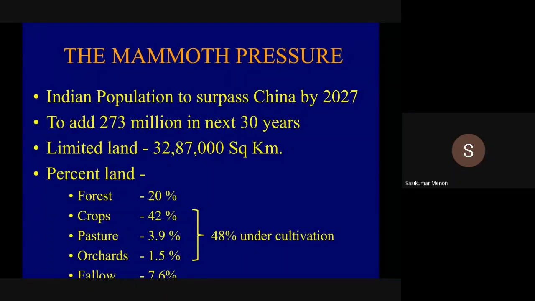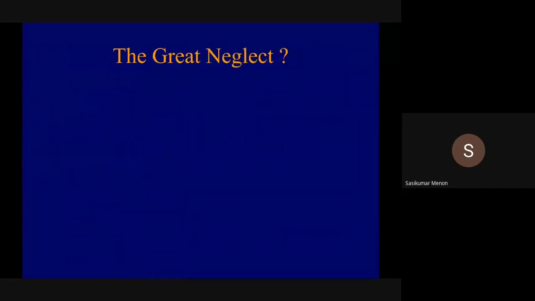Now, is this the right way to go ahead? Is this the right way to sustain our biodiversity? That's a question that we'll have to answer ourselves. Now, why this has happened has been a great neglect.